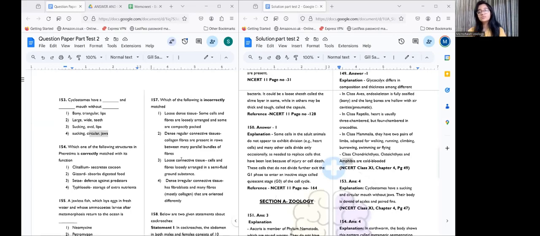So cyclostomes belong to Agnatha. Agnatha, A meaning without, gnatha meaning jaws, so without jaws. So cyclostomes are without jaws. If they do not have jaws, it means they will obviously have to suck, right? So options 3 and 4 may seem correct.